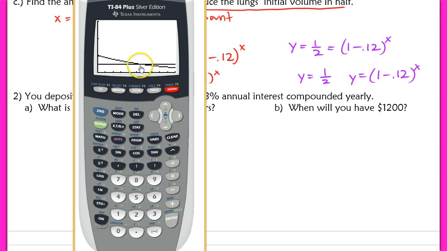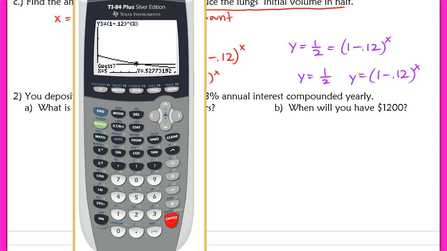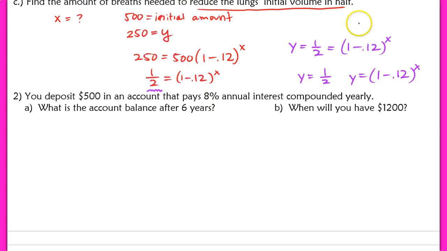Okay, now I want to find the intersection here, so I'm going to calculate, second trace here, and go down to intersection. Hit enter, enter, enter, and I end up with 5.422, comma 0.5. So this point, okay, the intersection.